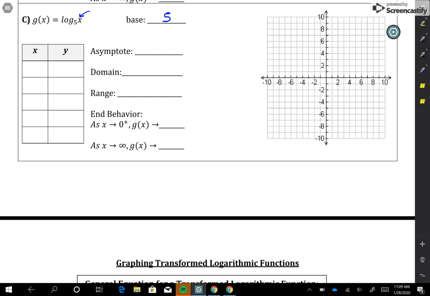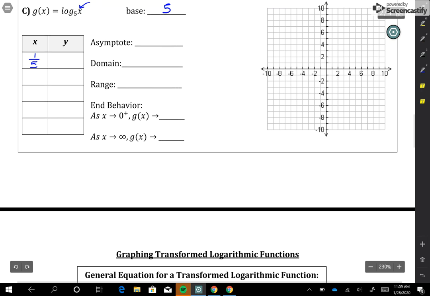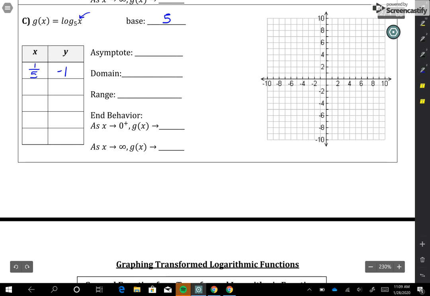I usually just start off with the reciprocal of that base, which is 1/5, which means the log base 5 of 1/5 would be -1. We're thinking 5 to what power gives me 1/5. Then I think of the next one, which is just 1. 5 to what power gives me 1? That is 0. The first power of 5 is 5. So 5 to what power gives me 5? That is 1. Then if I plug 25 in, that would be the second power of 5. And 125 is the third power of 5.